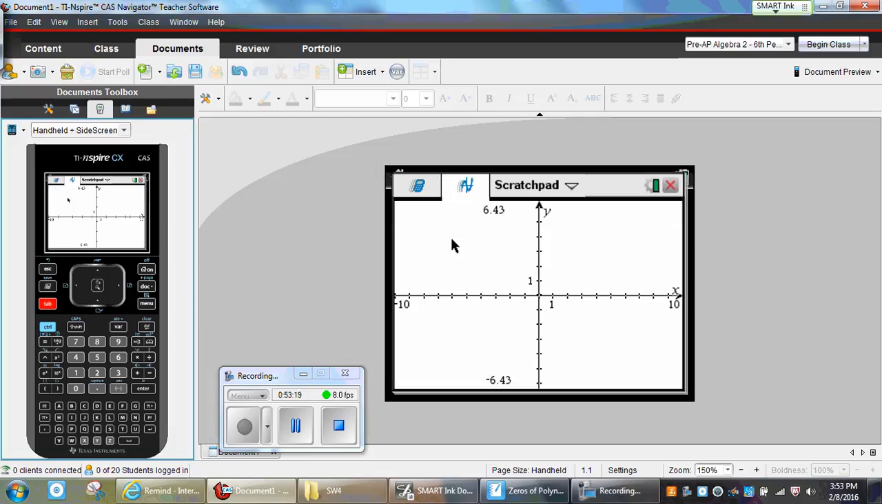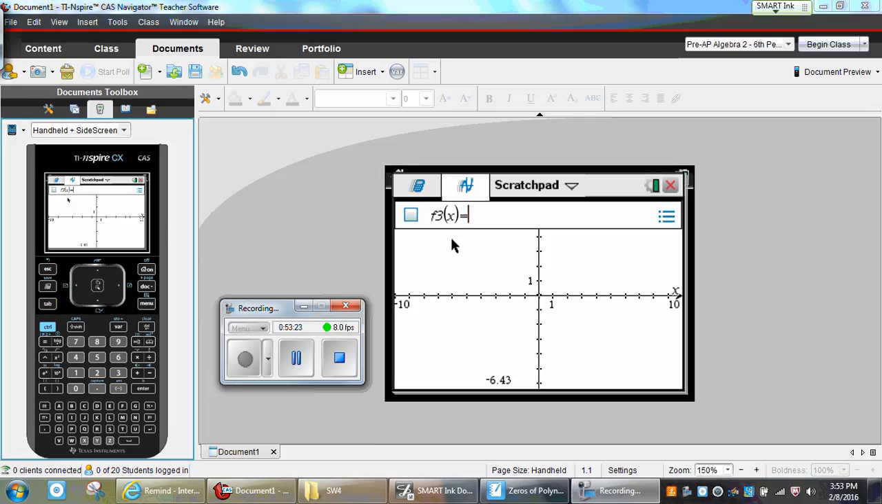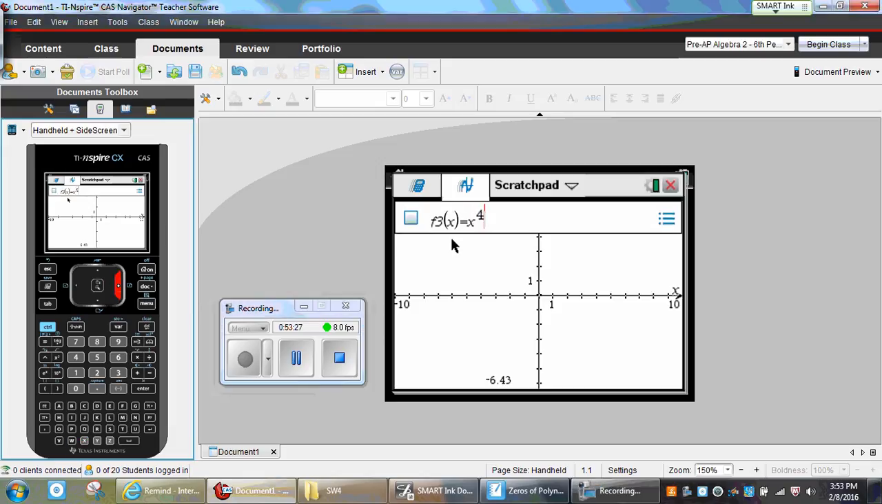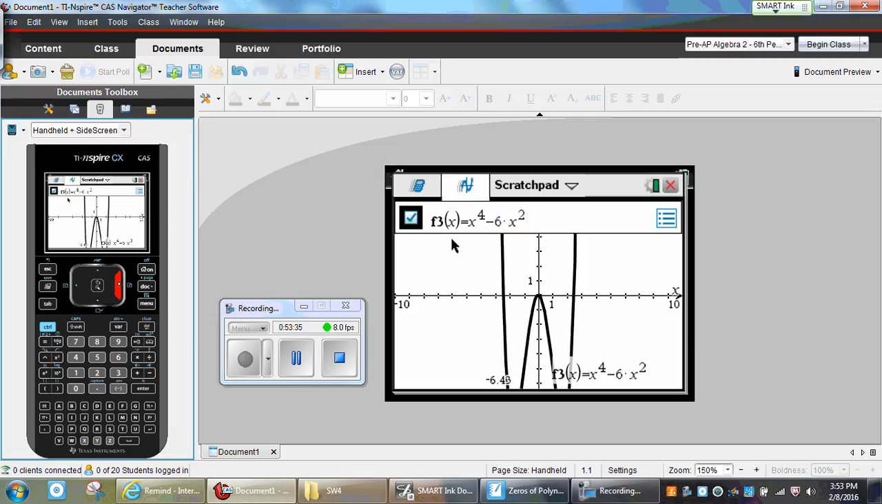Okay. Who can read the polynomial for me, please? X to the fourth power. Minus 6 x to the second power. Minus 8x. Plus 24.